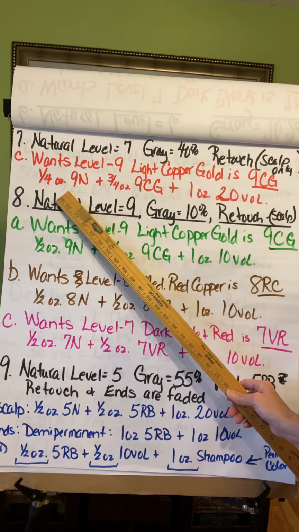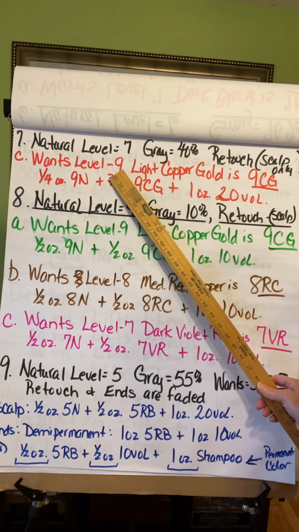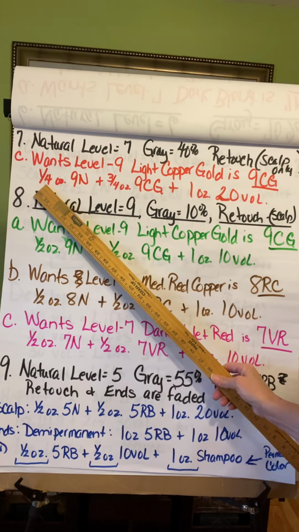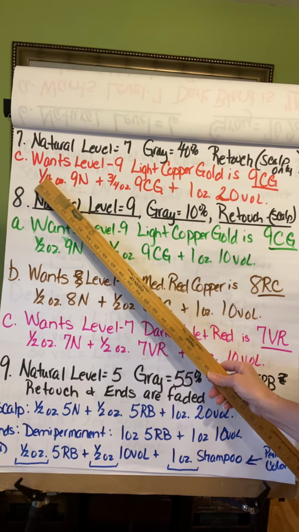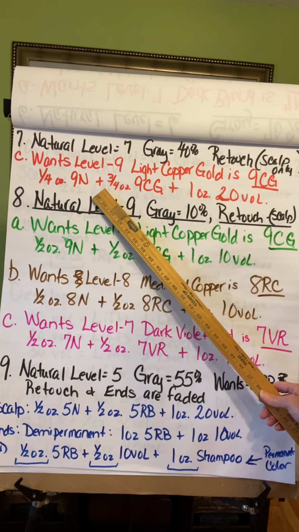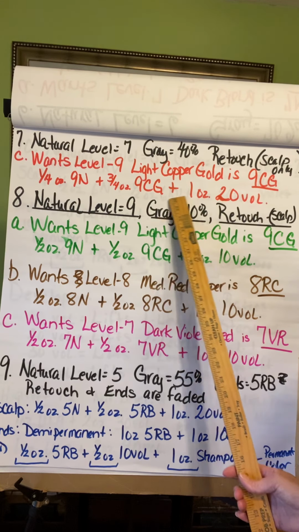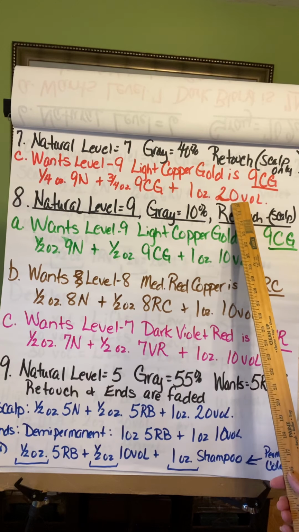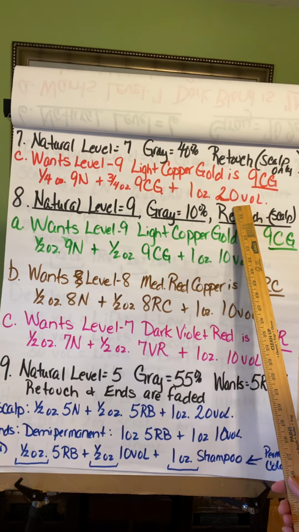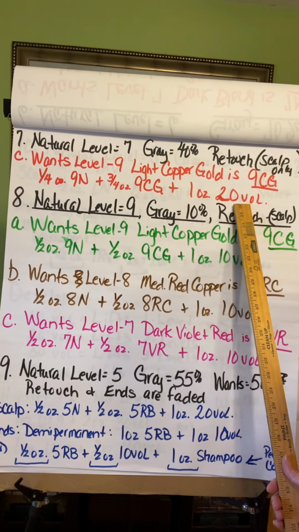So for this formula, it's 1/4 of an ounce of 9N, because that's what level she wants to be. The natural has to be added in the level that she wants. Okay, so it's 1/4 ounce of 9N plus 3/4 of an ounce of 9 copper gold, 9 CG, plus 1 ounce of 20 volume developer. 20 volume developer because I'm climbing up my ladder 2 steps. I'm going from a level 7 to a level 9. So I have to use 20 volume in order for it to be the shade that she wants it to be.